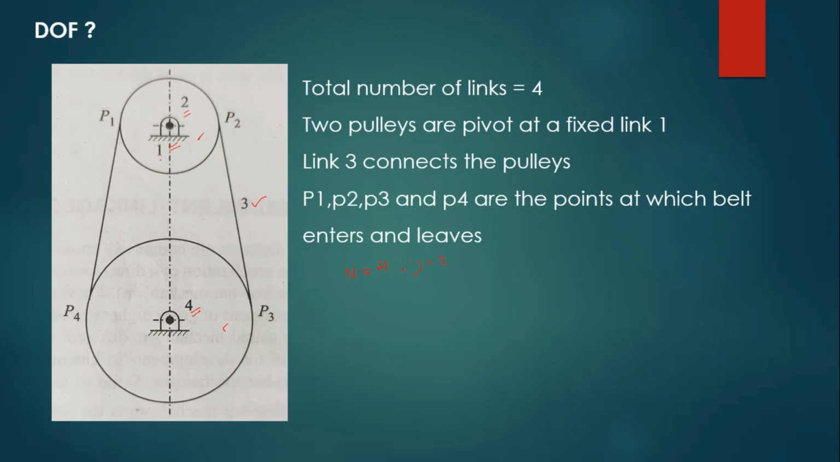So j is equal to 2. How many higher pairs are there? Here point P1, P2, P3 and P4. So all these 4 points at which the belt enters and leaves, at P1, P2, P3, P4 is a line contact. So higher pair is equal to 4, right? So substitute these values in this equation: number of links is equal to 4, lower pair is equal to 2, and higher pair is equal to 4. See, finally we got degree of freedom equal to 1, right?